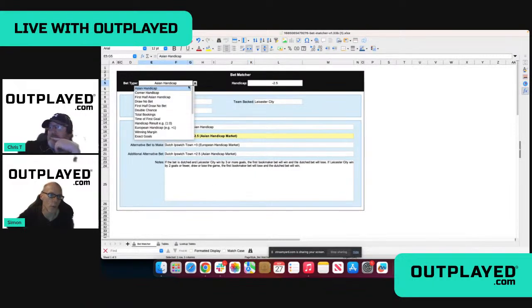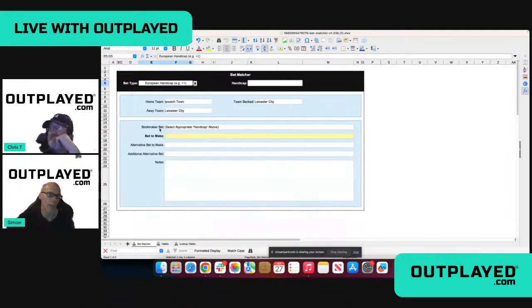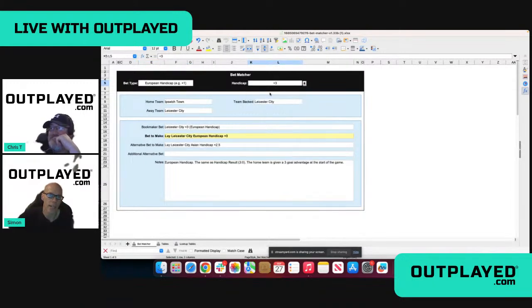Different options you've got as well. So it could be a European handicap. Now this is one that's come up fairly recently. I think somebody had a bet like this. Theirs was slightly different to this, but it was let's say a +3 handicap.